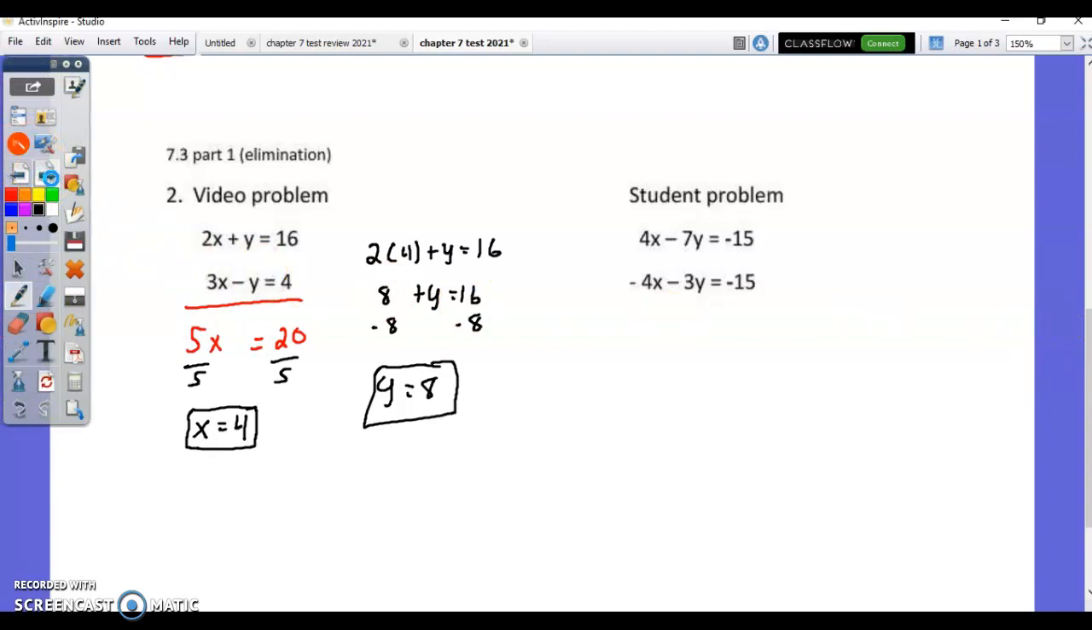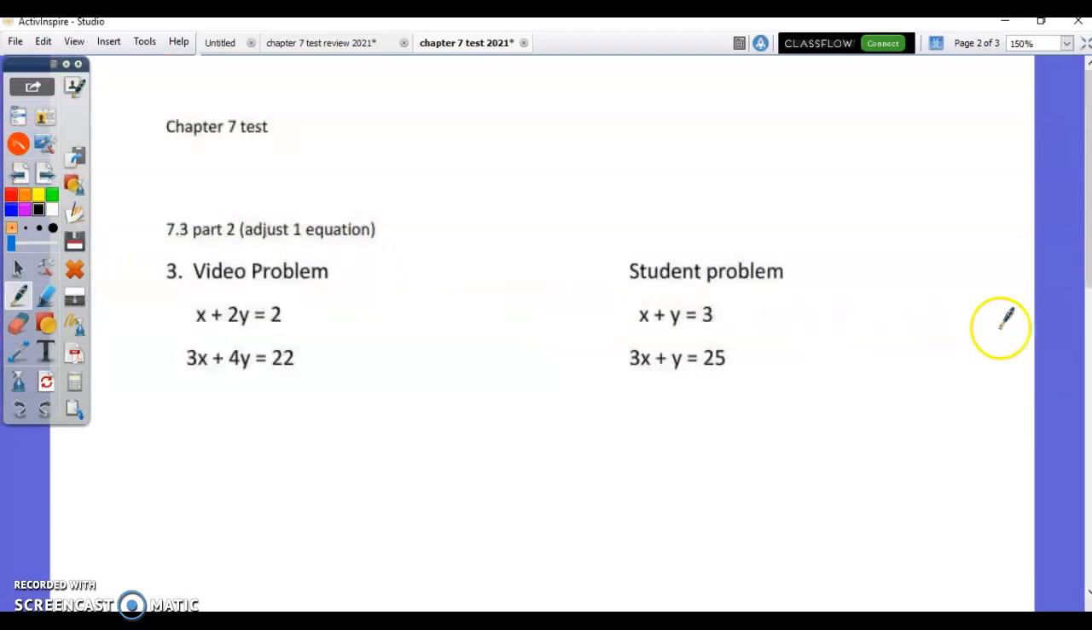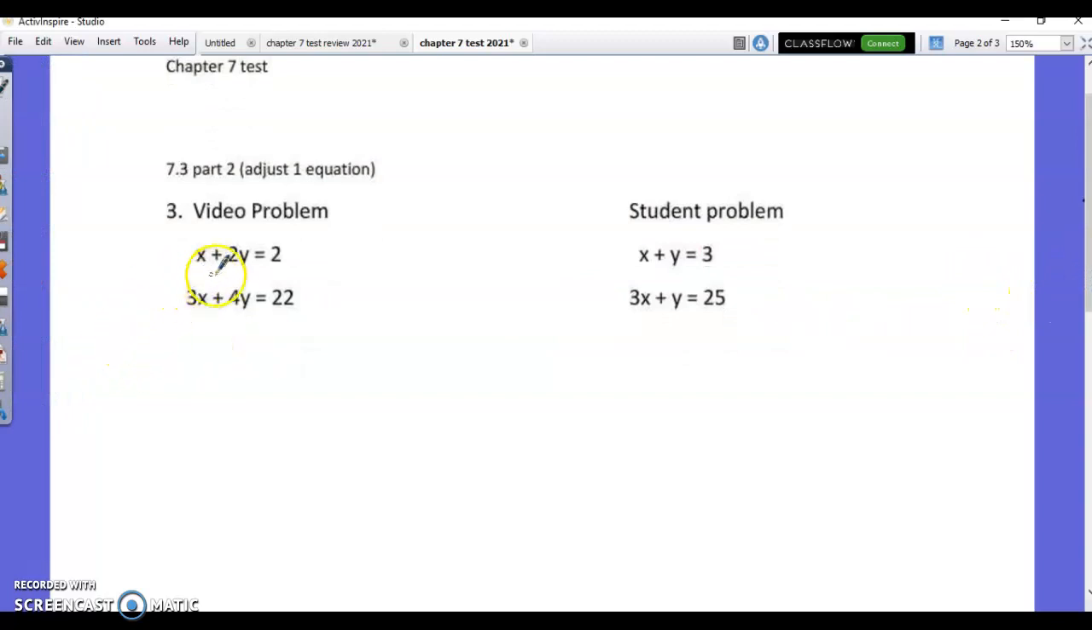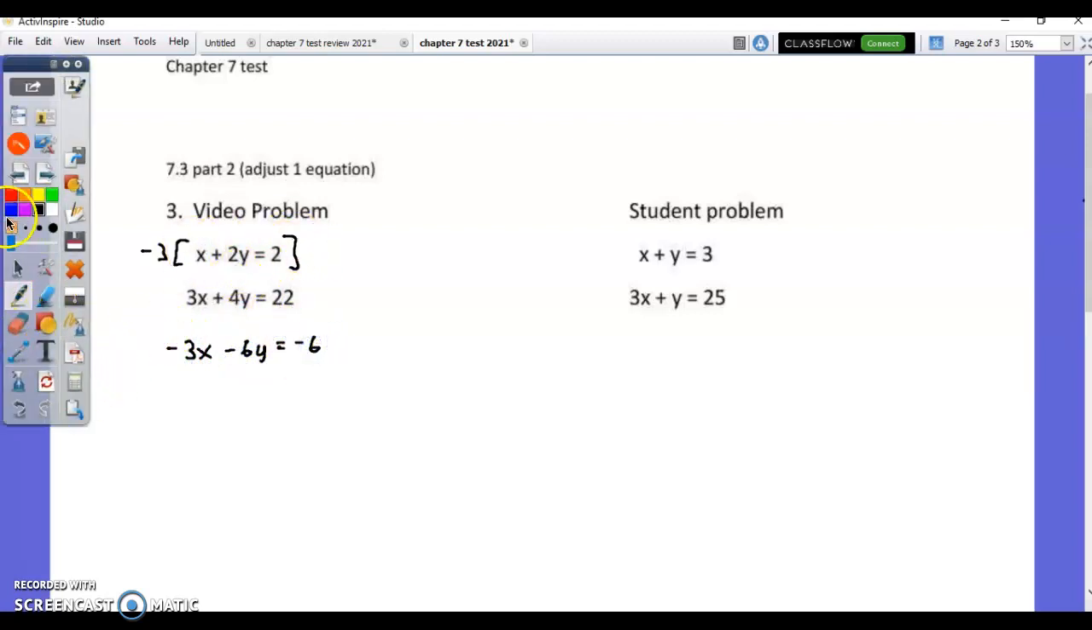All right, the next page. This is where we have to adjust one of the equations. So I need to multiply one of them to get them to cancel out. I'm going to make this 3 a negative 3, so I have to multiply everything by negative 3. So as I distribute that through, that becomes negative 3x minus 6y equals negative 6. Use your calculators to do those calculations.